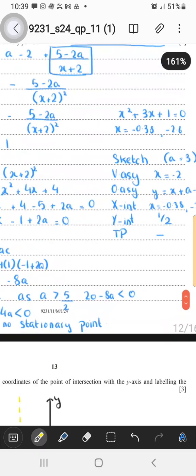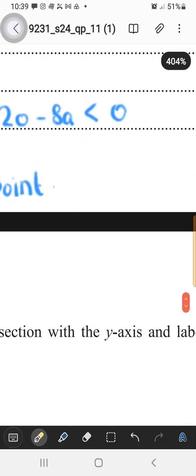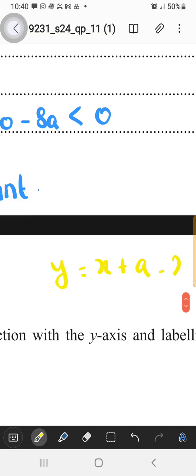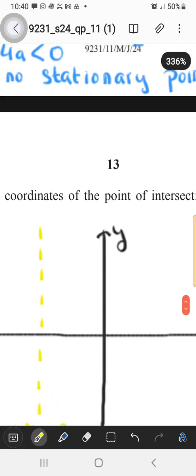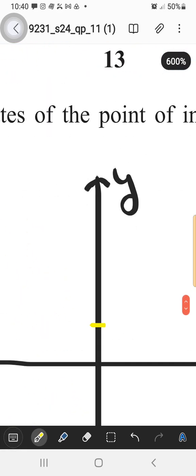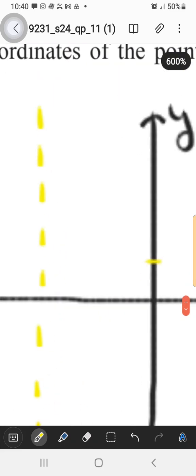Then the second asymptote is y equal to x plus a minus 2. And we had assumed that a equals 3, so it becomes 3 minus 2, which means y is equal to x plus 1. So the y-intercept is 1 here. We will not label it because in reality we don't know what a is, and the x-intercept is -1.